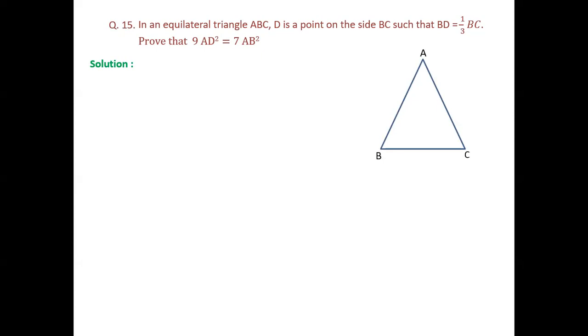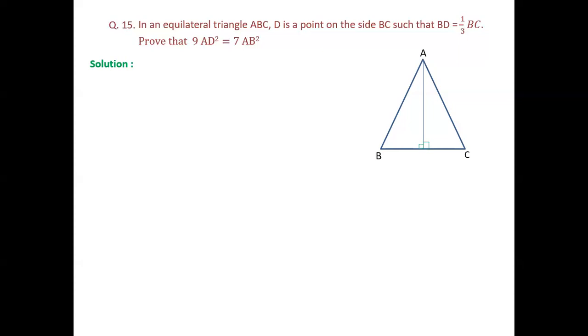ABC is an equilateral triangle. D is a point on the side BC. That means on this side there is a point D. Okay, such that BD is 1/3 of BC. So let us draw a perpendicular.